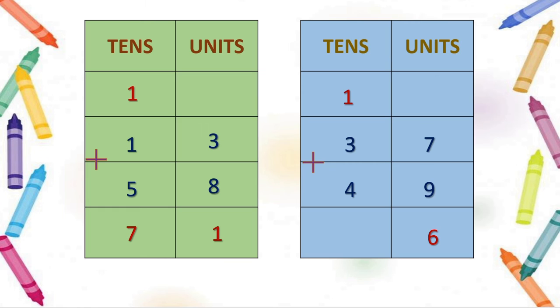Here in the tens place you can see 1 plus 3 plus 4. All 3 numbers we have to add. What is the answer? Good. 8. So our total answer is 8 tens and 6 units. That is nothing but 86.